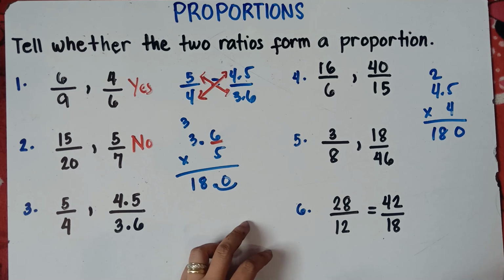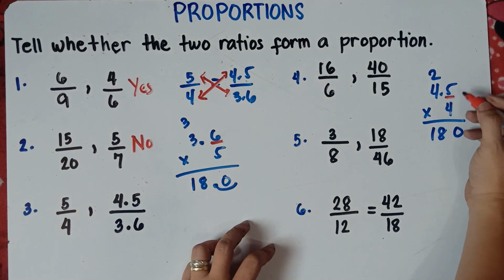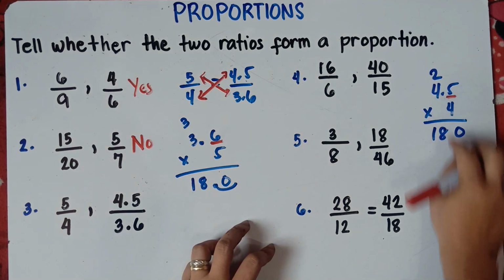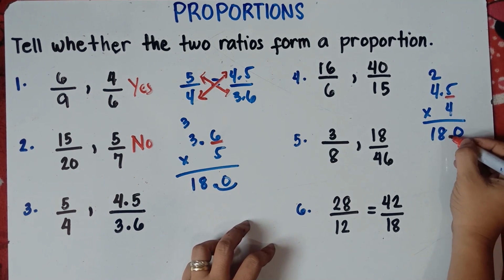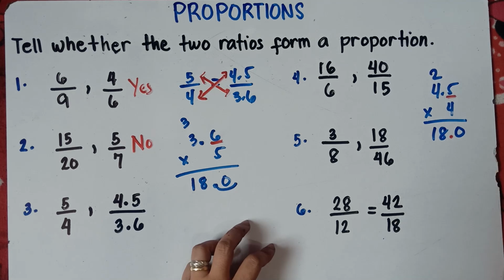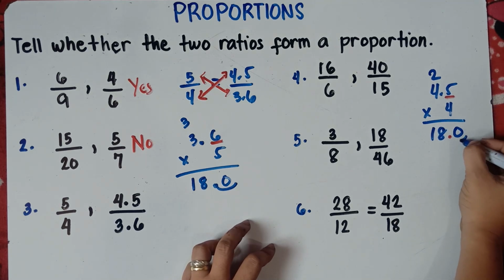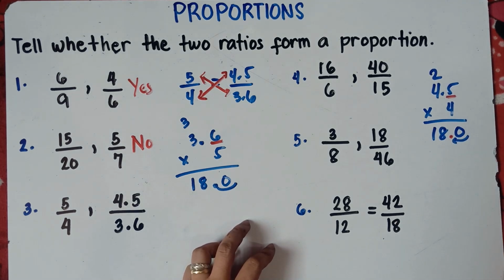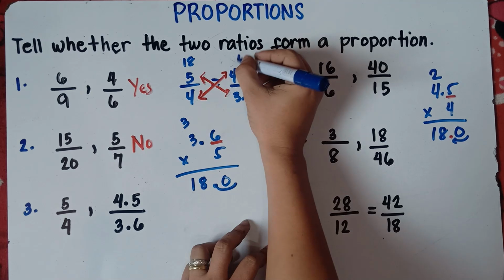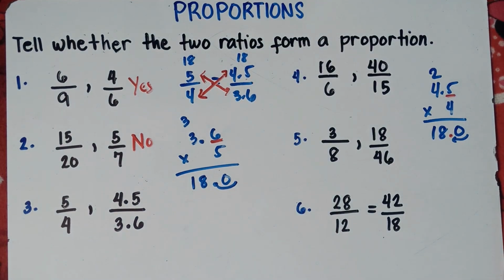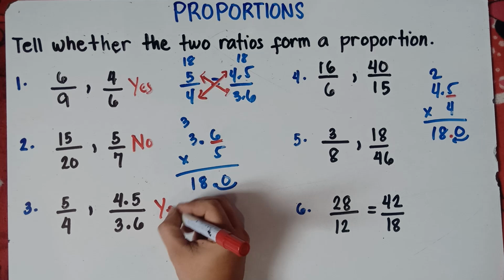And then you count the number of decimal places. We have one number to the right of the decimal point, so we need to have one number to the right of the decimal point. Or you move this one from right to left. And the answer is 18. Same answer, class. 18 and 18. Therefore, for number 3, our answer is yes. These two ratios will form a proportion.